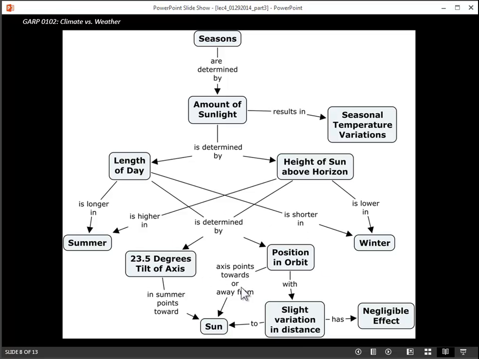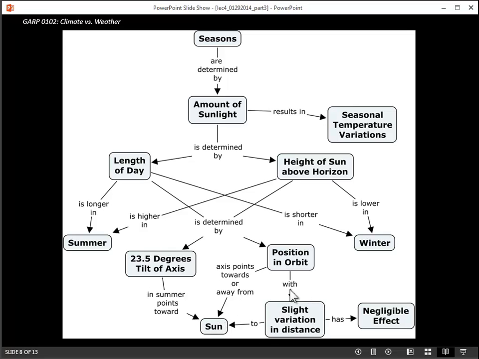Now, what about position in orbit? Position in orbit is relevant because that interacts with the tilt of the rotation axis. Right? So the length of the day is also determined by the position of the orbit, depending on whether or not the axis is pointing towards or away from the sun.